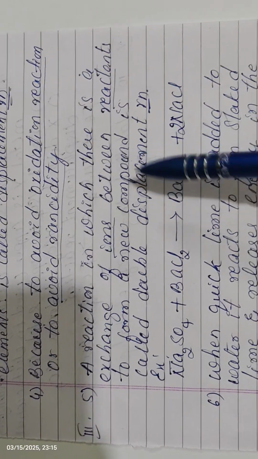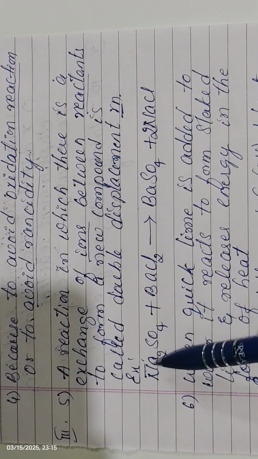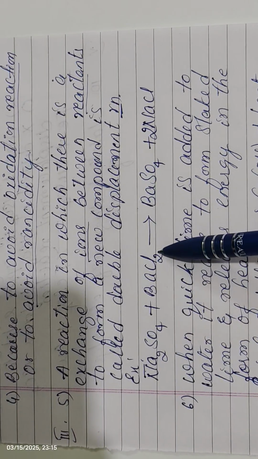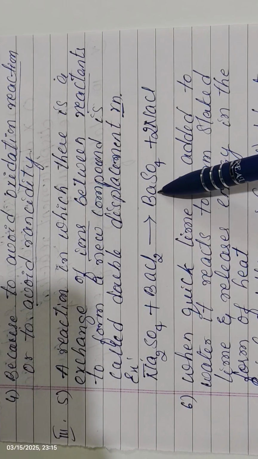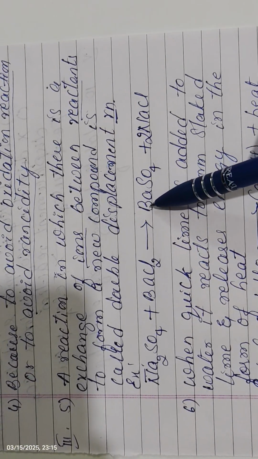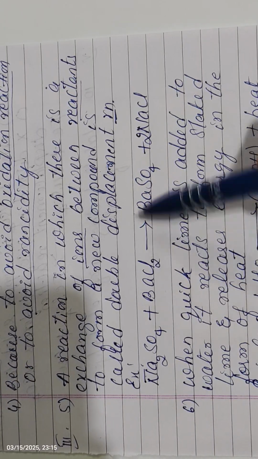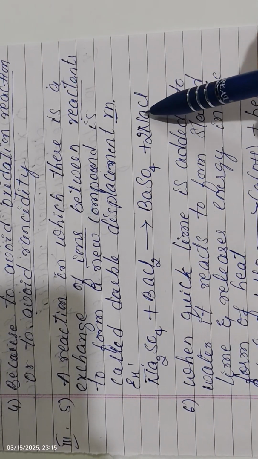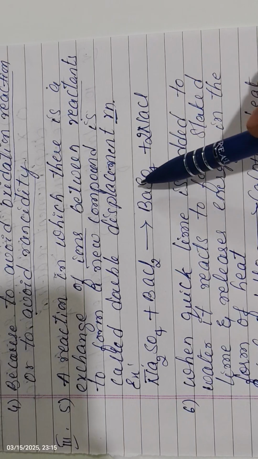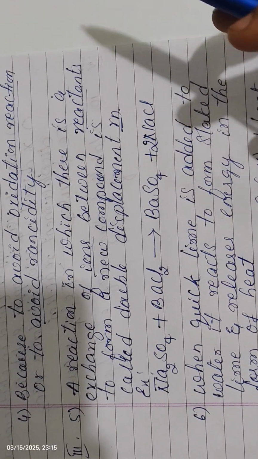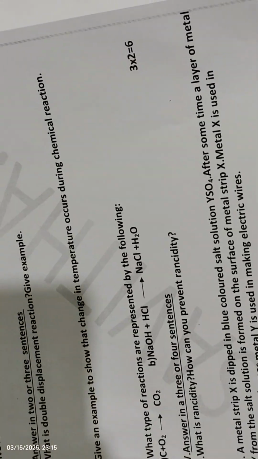Okay, so we'll see an example. Sodium sulfate, Na2SO4, plus barium chloride, BaCl2. Here the exchange of ions takes place. Sodium sulfate becomes barium sulfate and barium chloride becomes sodium chloride. So the exchange of ions takes place here, and that is nothing but a double displacement reaction. Okay, so we'll move to the next question. Question number 6.